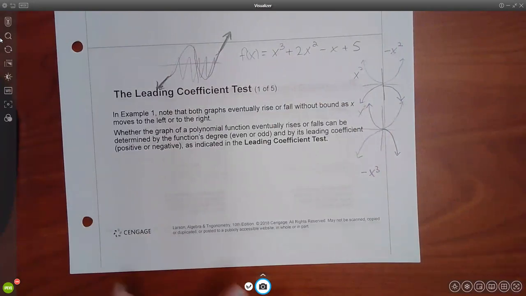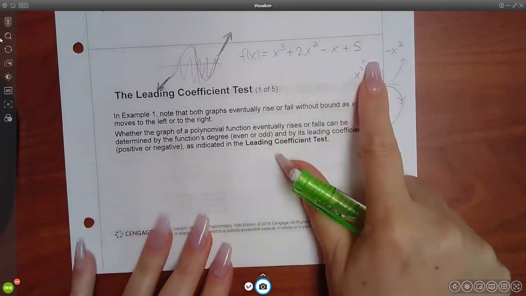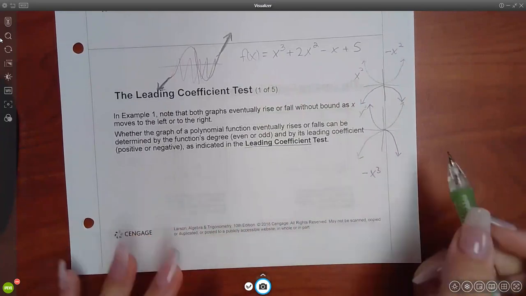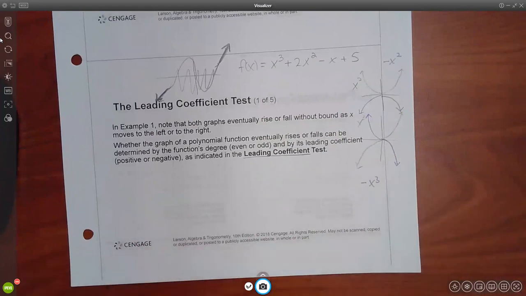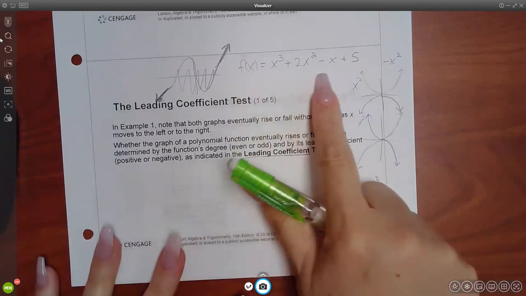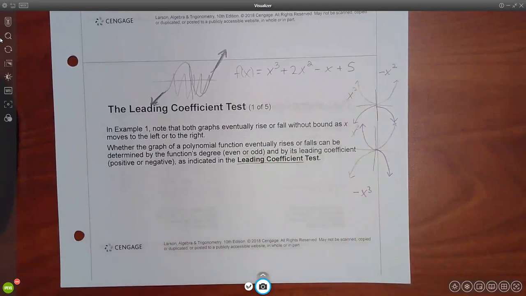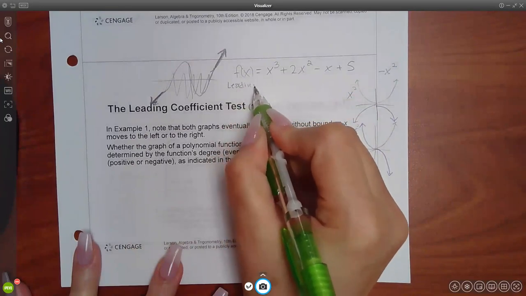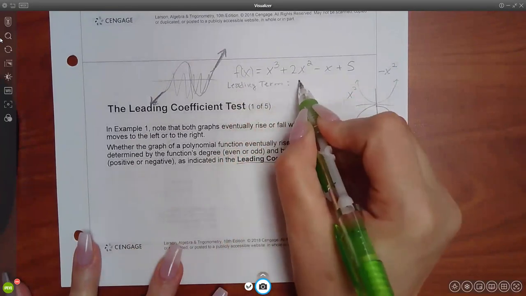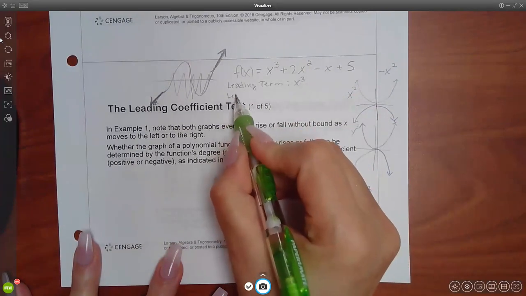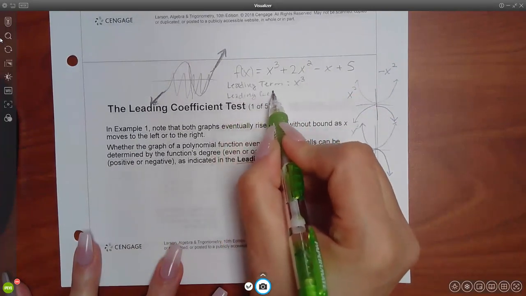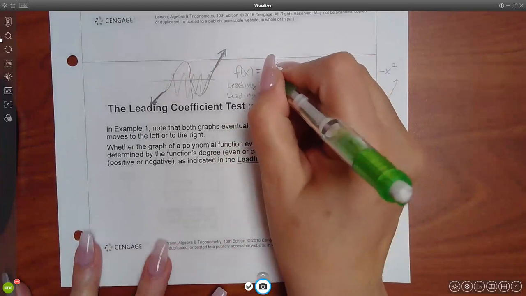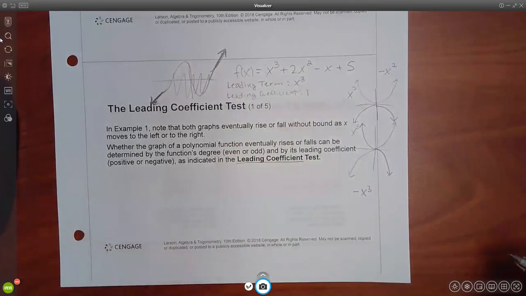Okay, so the way it works is you take this long polynomial and you only look at what's called the leading coefficient, okay? The leading coefficient is the guy with the highest power. So in this particular function, who would be the leading term? Mm-hmm. So the leading term is going to be x cubed, and then the leading coefficient of that term is what? Yes. There's a positive one in front of it, right? It's invisible, but it's there, right? So that's gonna tell me the leading coefficient.